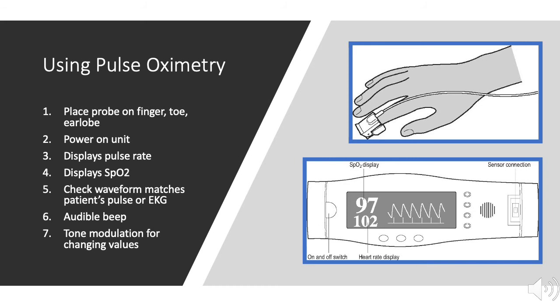Many devices also display a waveform. It is important to check that this waveform corresponds to the patient's pulse or the electrocardiogram tracing. This will ensure the accuracy of the values being recorded. There is also an audible beep. That beep corresponds to each heartbeat.